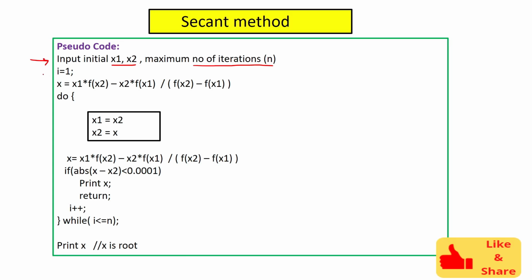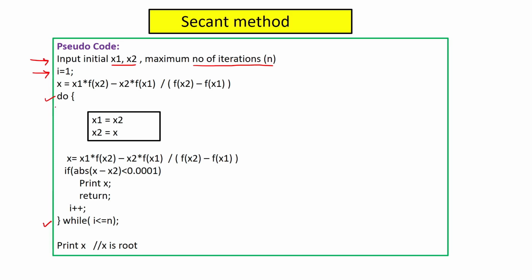Now after that, we can just start with our iteration, and here we need not check whether our x1 and x2 are valid or not. The thing that we were doing in the regula falsi method, there we were checking whether f of x1 and f of x2 are of opposite sign or not, to check the validity of x1 and x2. Now we start with i equal to 1, that is the first iteration. So here you can see we have used a do while loop, and the loop is running till i is less than or equal to n.